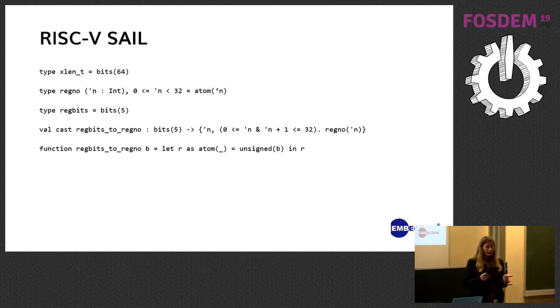SAIL supports a rich variety of numeric types, including range types, which are statically checked. We can then define a synonym, regbits, for bits 5. We don't want to manually convert between regbits and regno all the time, so we define a function that maps between them and declare it as a cast, which allows the type checker to insert it where needed.